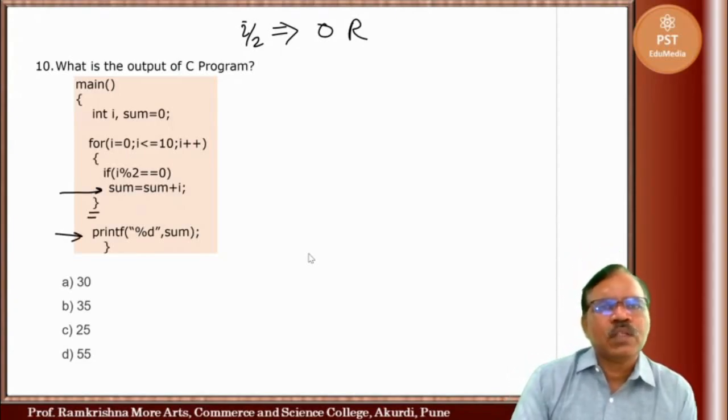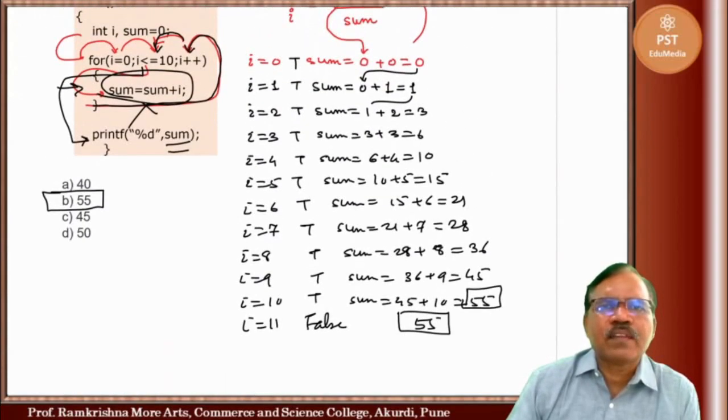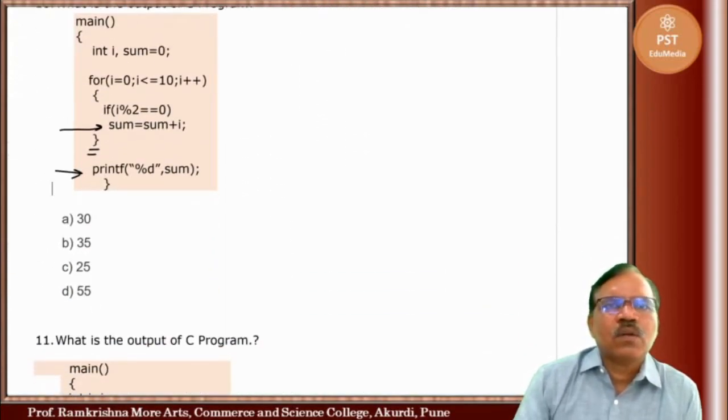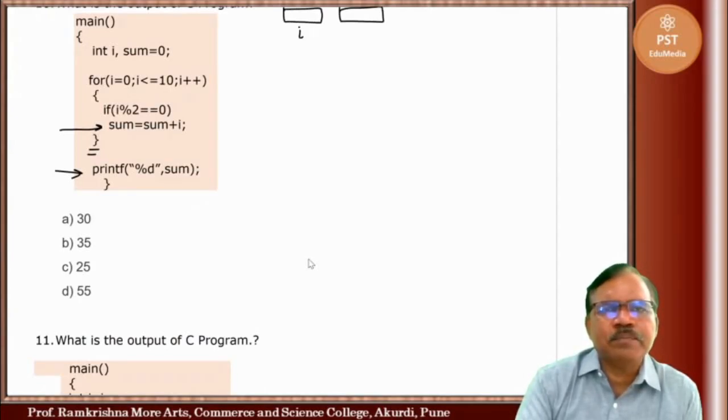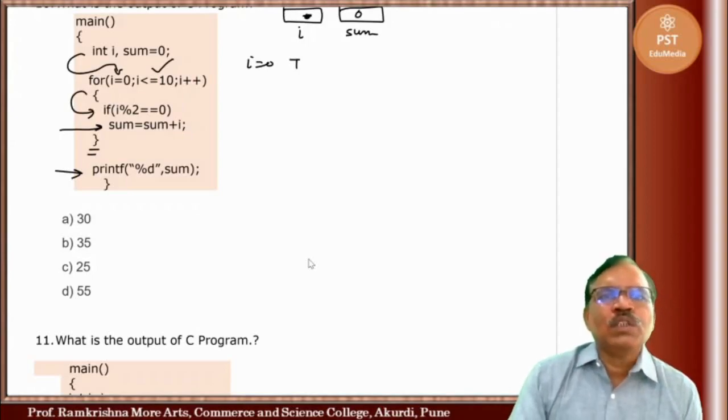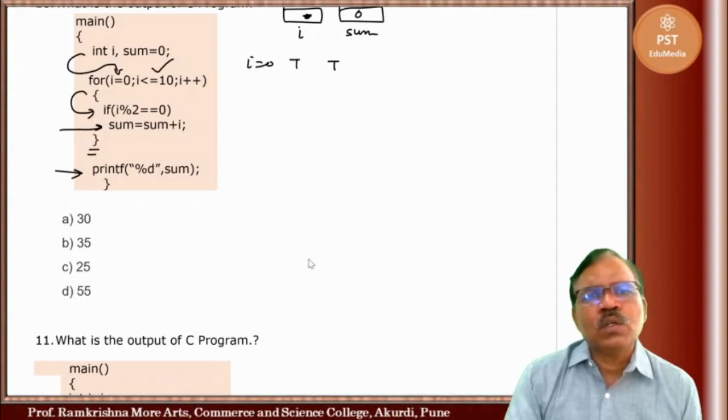So what is output? So we have to go by the same way. So first, two memory locations are reserved by the name I and sum. 0, then control goes here, I equal to 0, I less than 10, true, so it goes here, 0 percent 2 remainder is 0, so condition is true. So sum equal to 0 plus 0, that is 0.